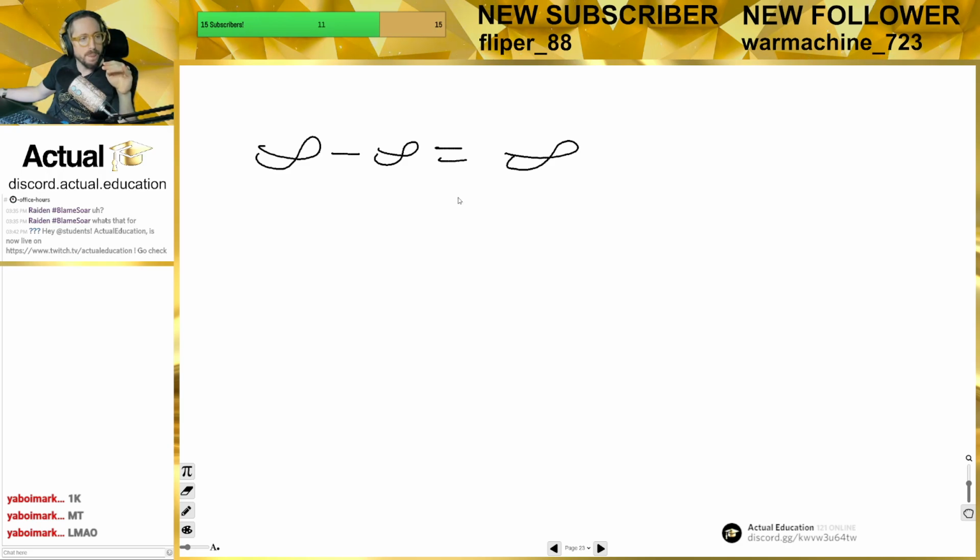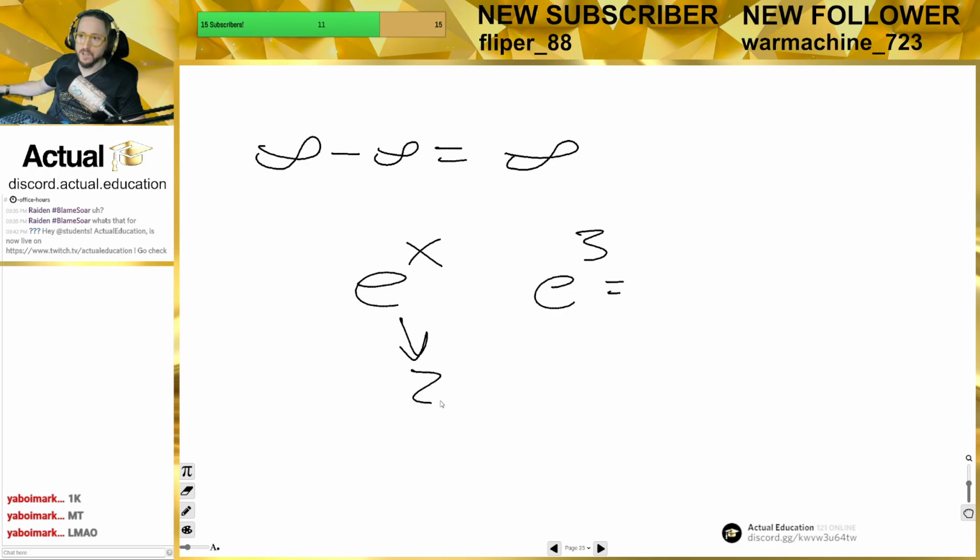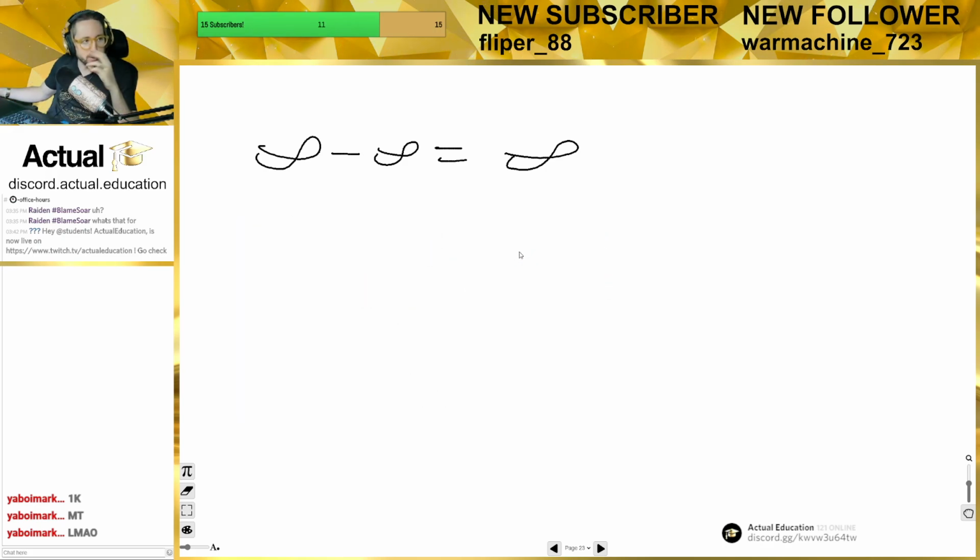E equals MC squared. No, that's a physics thing. This is energy. No, I'm talking about e to the x, or e to the 3 or something. It's another irrational number, like 2.71, I don't know. Yeah, those are not infinite numbers. Those are irrational numbers, is what we say.